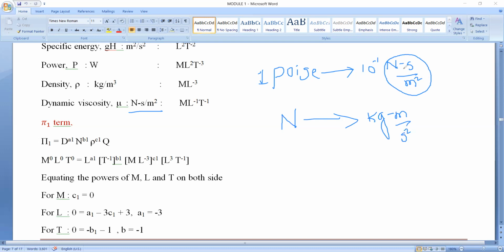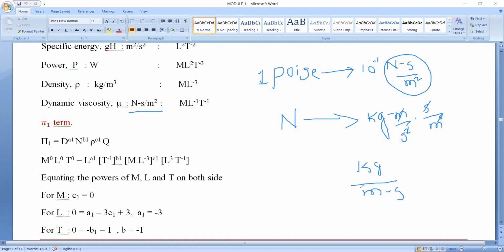Okay. Similarly, the second is as it is. So here second as it is, and in the denominator we have meter square as it is. So 1 meter will get cancelled, 1 second will get cancelled. We are left with kg per meter second.